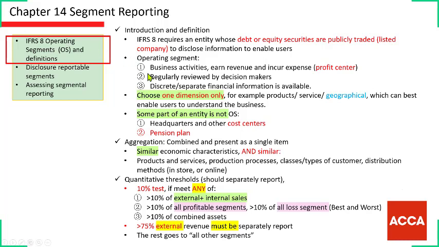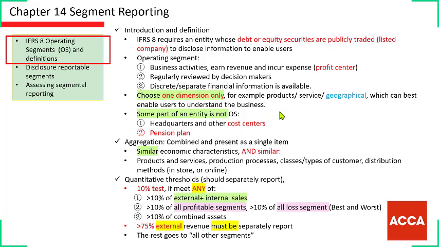That is how you distinguish each of your business activities, and those segments will be reviewed by your chief operating decision maker. Decision makers will manage the operation by different BUs or different regions. That will be your segment. We should choose only one dimension, for example product, service, or geographical, whichever can best enable users to understand the business. So it can be your different products or different locations.